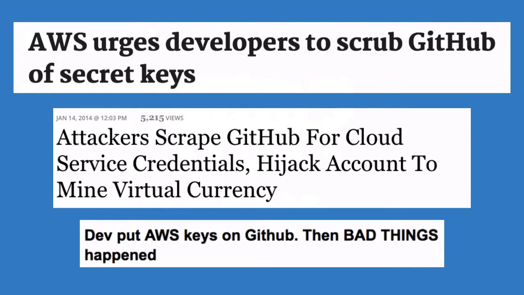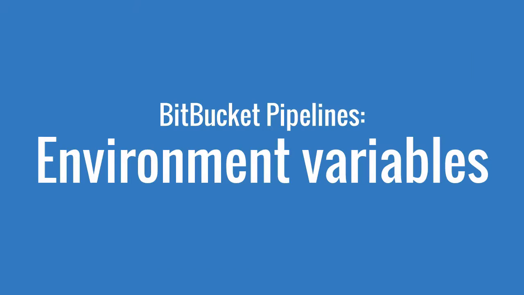In 2014, there was a lot of media attention around people getting hacked because they had committed their credentials to a service like GitHub or BitBucket. Luckily though, environment variables are a solution to this problem. You can use them to store sensitive information that is required for connecting to a database or for deploying to a production service, for example. They are stored outside of your Git repository and only accessible to those with administrator rights. So let's check out how they work in BitBucket Pipelines.